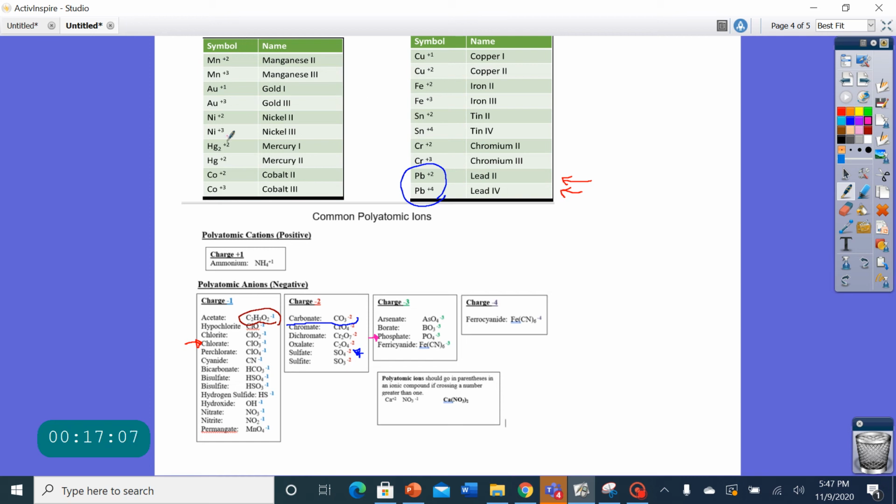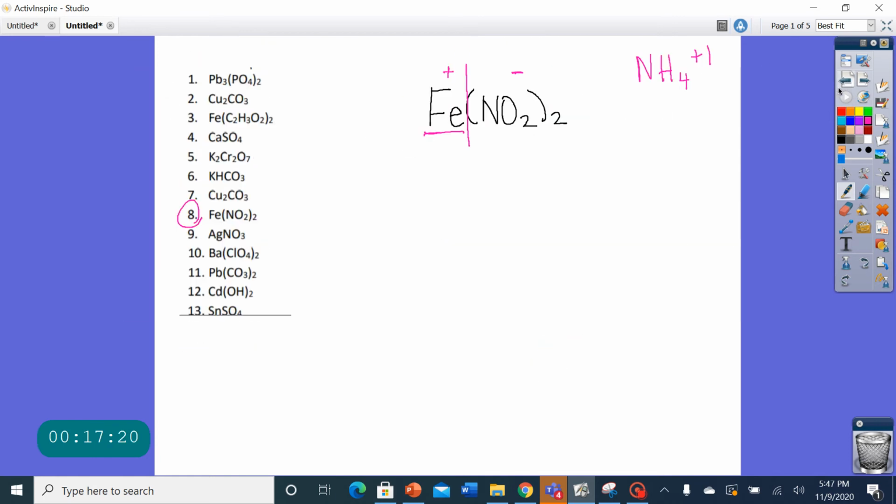I'm going to look for Fe. There it is. It will have a Roman numeral because I have 2 versions of it. I have iron 2 and iron 3. I've got to figure out which one it is. So I'm going to go ahead and write this down, that I will need to figure it out. So is it iron positive 2 or is it iron positive 3?